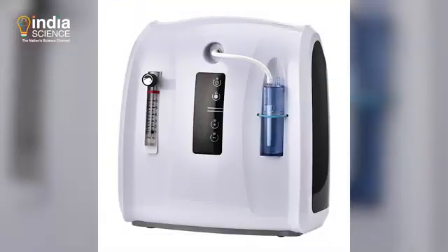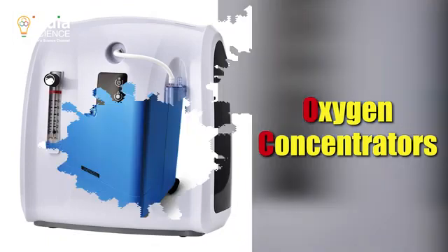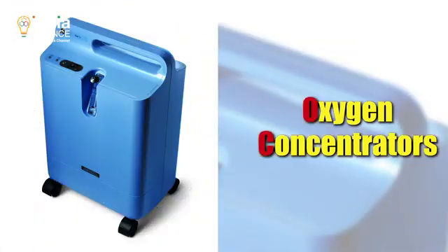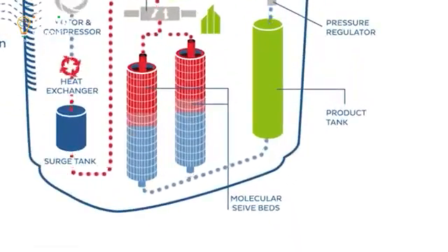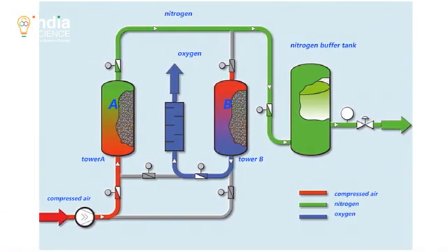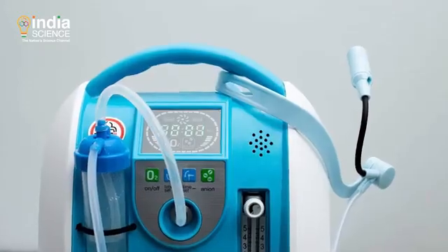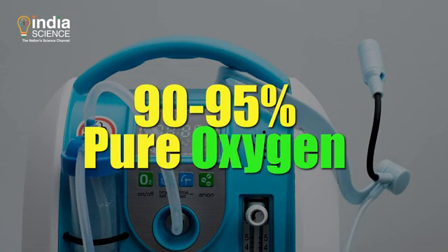There are portable oxygen generators as well, known as oxygen concentrators. These can be used at home. In this, the air is compressed using compressors and then sent to sieve beds. In sieve beds, there is a compound called zeolite which separates the nitrogen from oxygen. This leads to the generation of pure oxygen, and the resultant air is 90 to 95% pure.